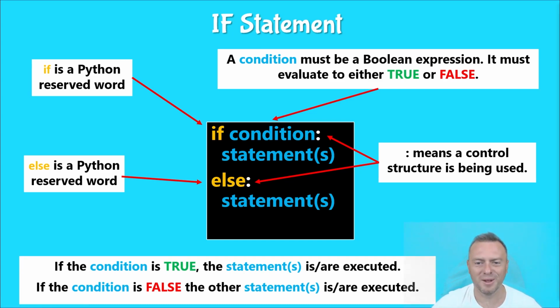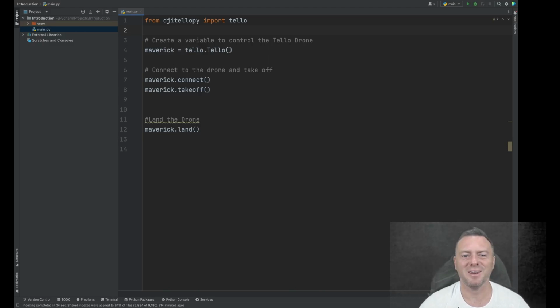So let's jump on into the actual Python code and see what we can do and apply all this. What you can see here is the standard code that we have for the Ryze Tello drone. Again, we still have the import DJI Tello PY from importing the Tello. We then create the Maverick variable that allows us to control the drone. We then have maverick.connect, maverick.takeoff, and maverick.land. So underneath the maverick.takeoff, we'll write the code that we want it to complete.